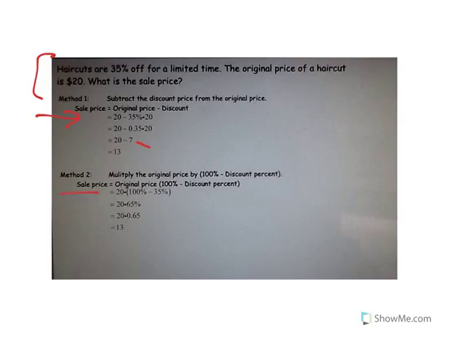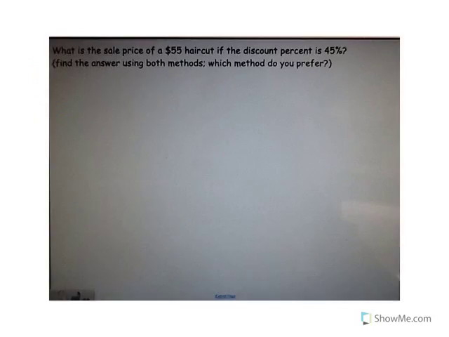Another way of doing it, and again, I like doing it this way better because it just makes more sense to me and it seems a little bit quicker. Multiply the original price by 100 minus the discount percent. Because if it's a discount of 35%, then the new amount is going to be 65%. And that's what's happening here. So it's 20 times 65%. So it's still going to be $13 because it's 20 times 0.65.